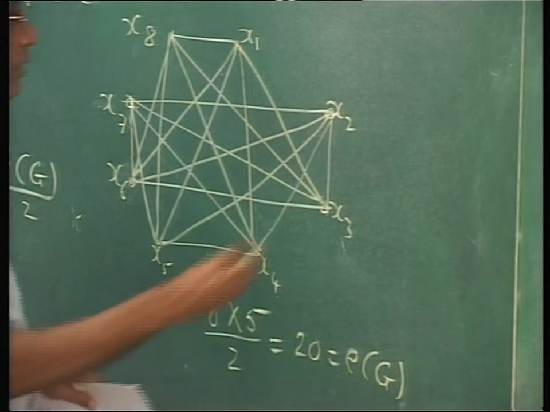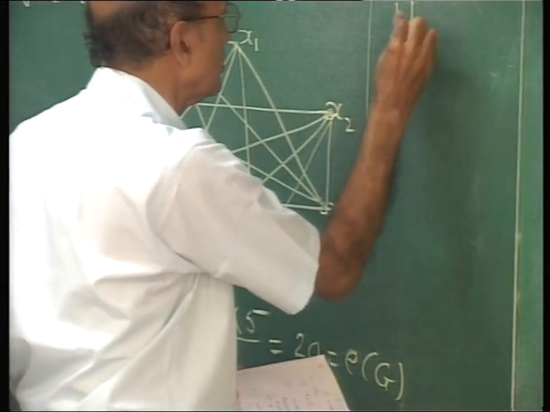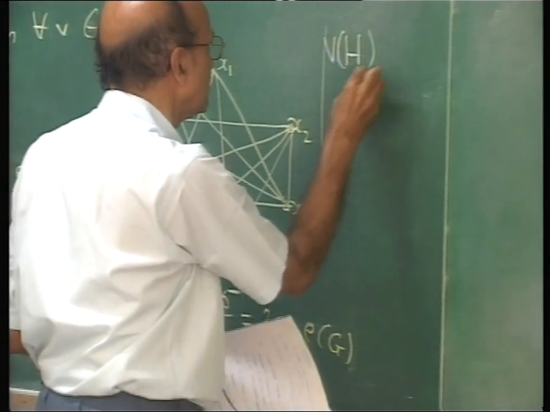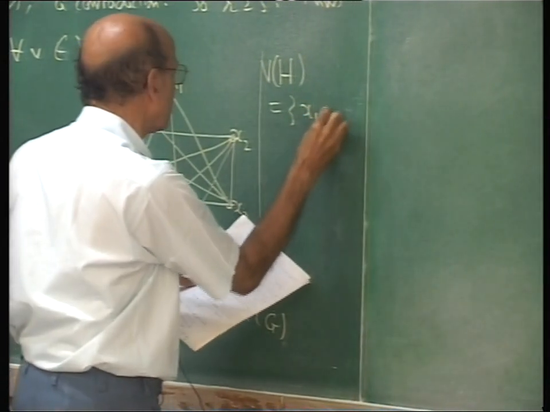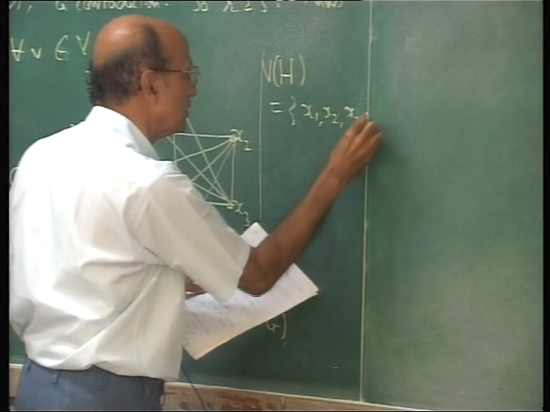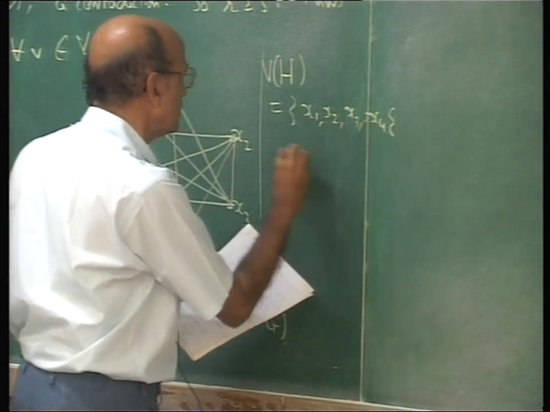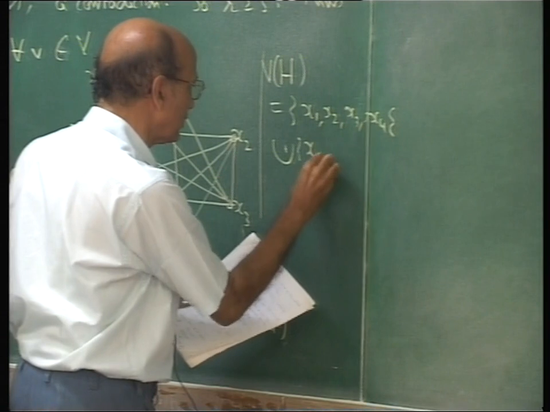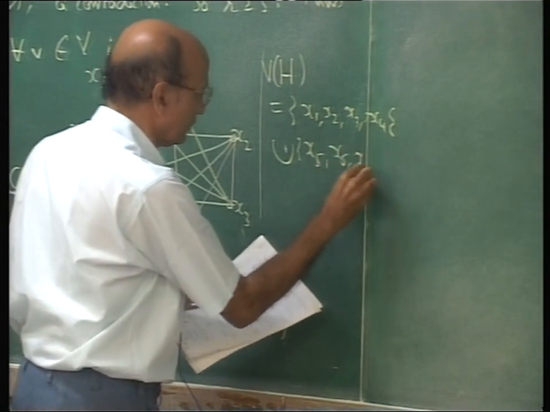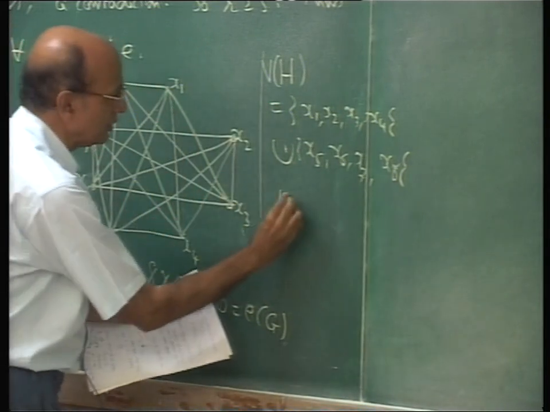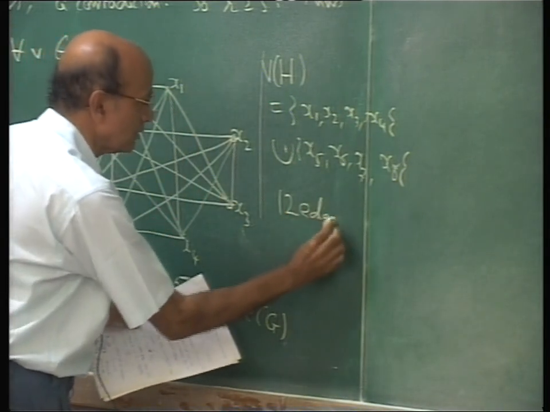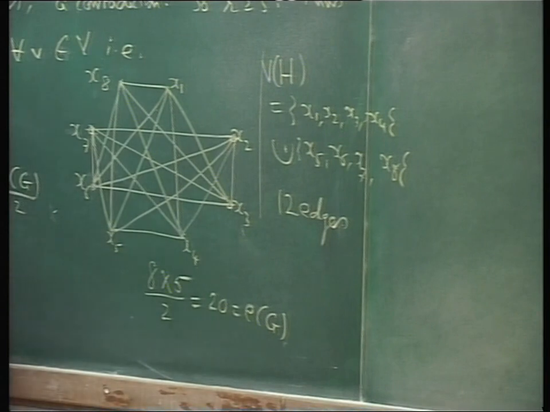Okay, if you now form a bipartition with x1, x2, x3, x4, x5, x6, x7, x8, then you get 12 edges, which is of course more than what that theorem is saying. The theorem is saying that you should have 10 edges, at least.